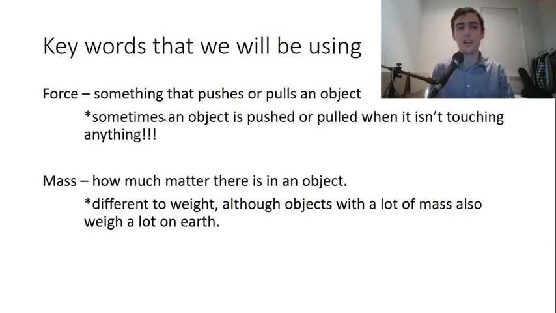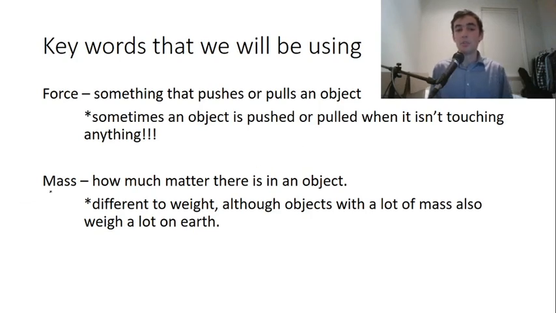Okay, so firstly, force, some keywords that we're going to be using. Force, because gravity is a force, we need to know what force is: something that pushes or pulls an object. Now, I can push or pull something, but you can also have a force happening when the object isn't touching anything. You can also have a force on an object, for example, a planet, when the planet is not touching anything. And that's what happens with gravity.